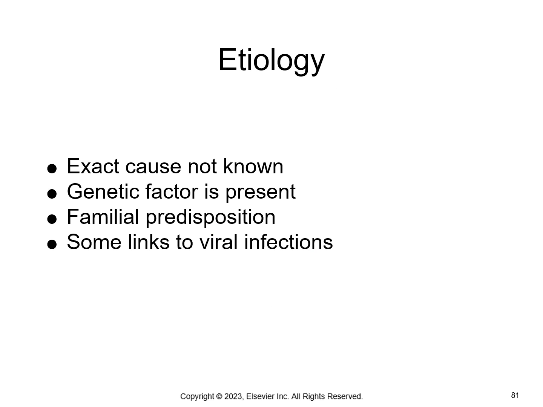Although rheumatoid arthritis is considered autoimmune, the exact nature of the abnormality has not been fully determined. A genetic factor is present with familial predisposition. Rheumatoid arthritis seems to be linked to several viral infections, and it's more common in women than men. The incidence increases with age.